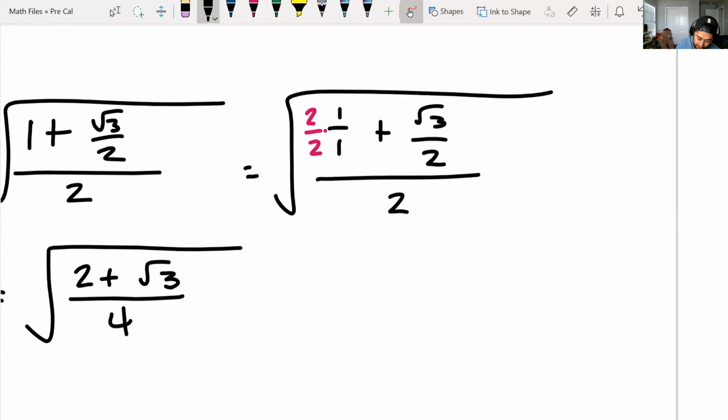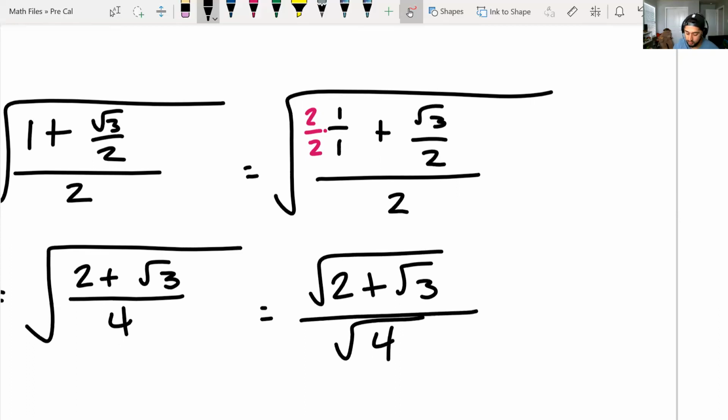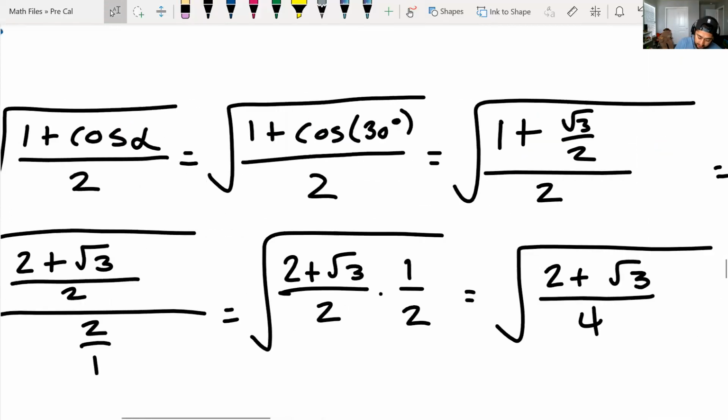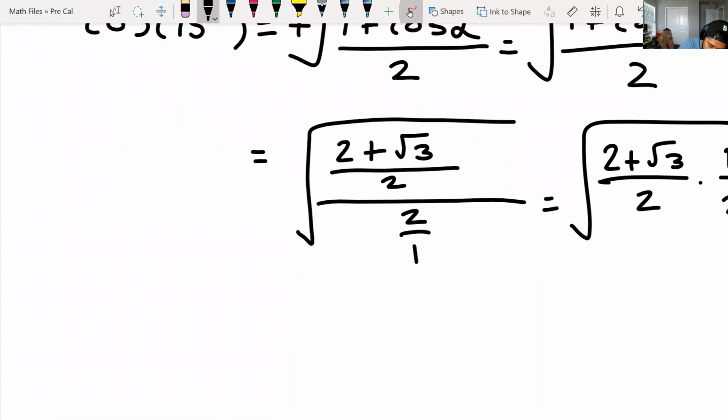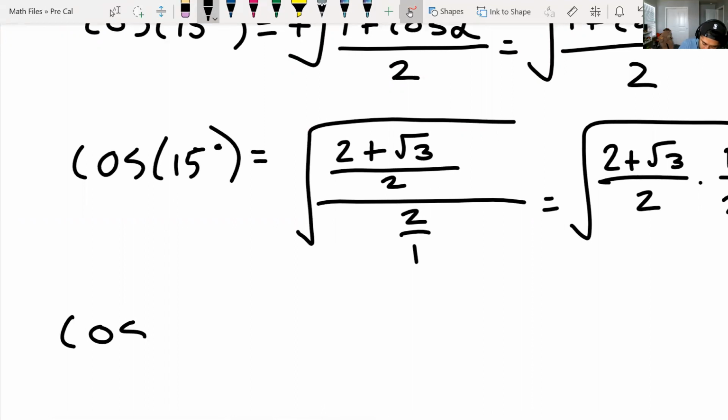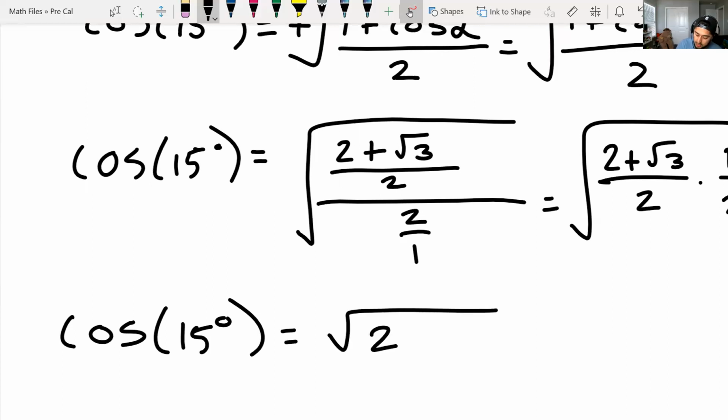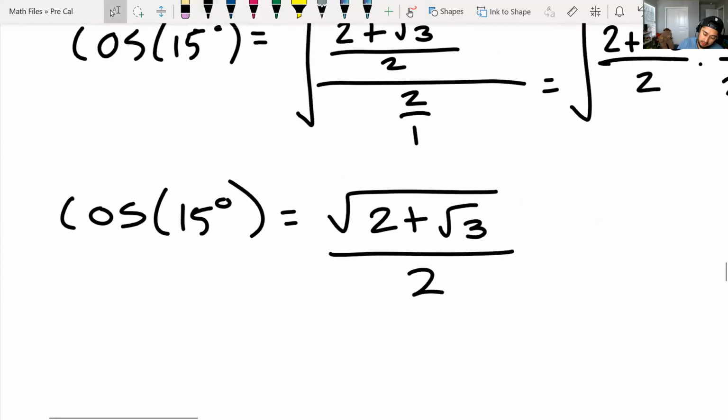Now separate this into 2 separate square roots. So we get the square root of 2 plus the square root of 3, over the square root of 4. And now we get our final answer. The final answer of cosine of 15 degrees is going to be the square root of 2 plus square root 3, over 2. That's it.